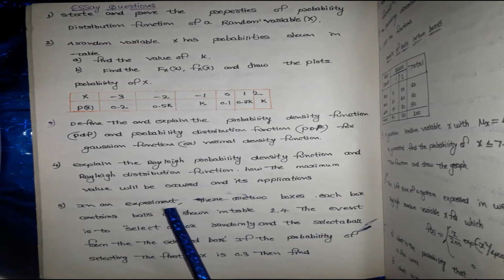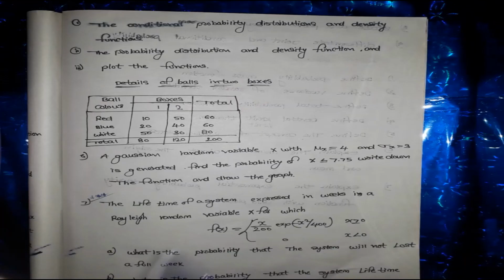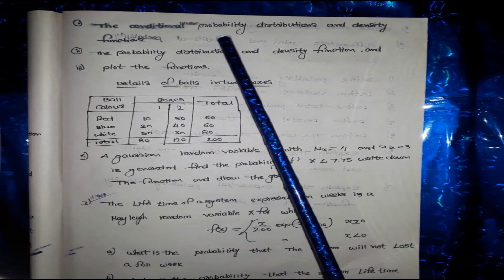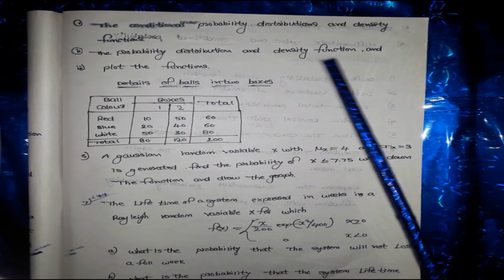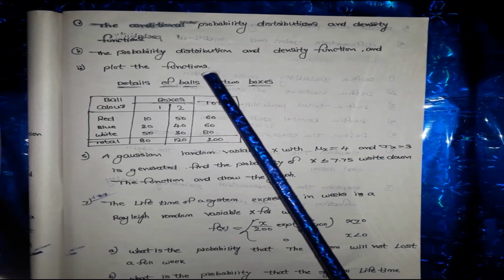In an experiment, there are two boxes. Each box contains balls as shown in Table 2.4. The event is to select a box randomly and select a ball from the selected box. If the probability of selecting the first box is 0.3, then find the conditional probability distribution and density function.